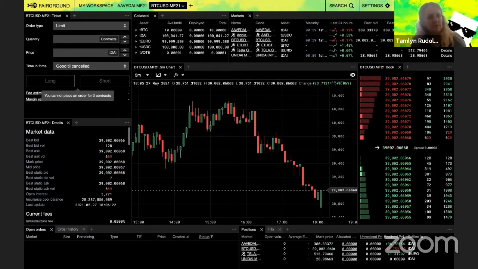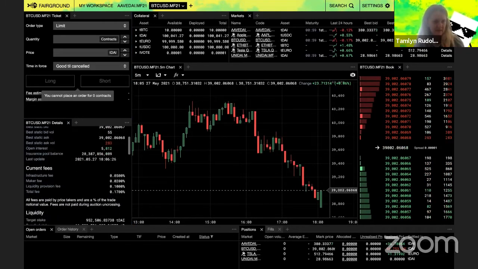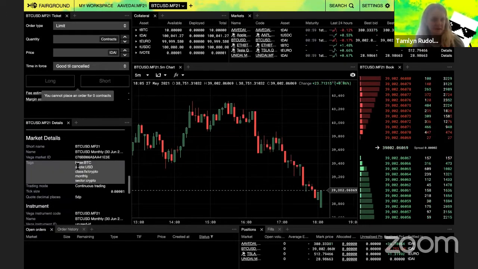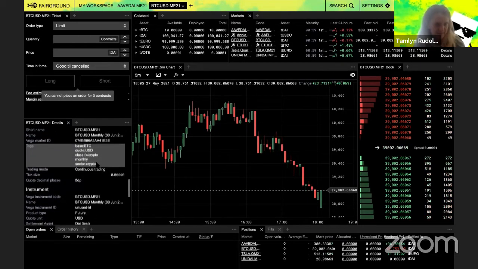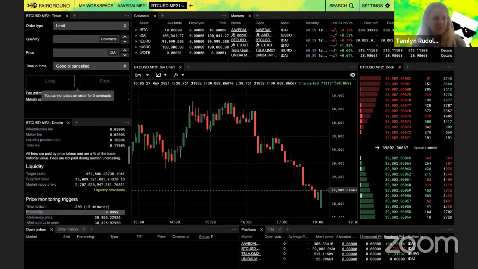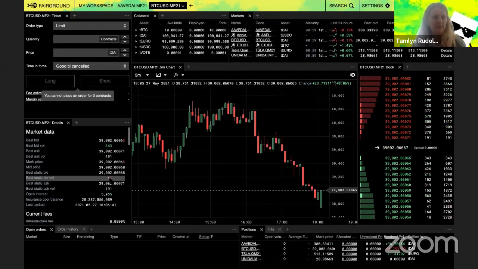So this is a futures market. If you want to know more about it, you can go look at the market data. You can see the different specification of all the different aspects of the market. Here, if you scroll down, you see market details. This is one of a series of monthly futures markets that expires end of June. Cool. So what I want to do, as I said, is take you through the deal tickets.